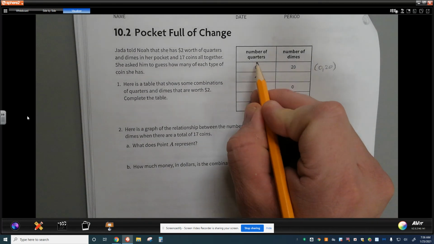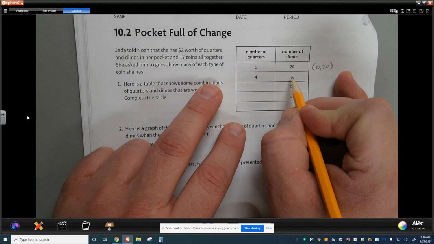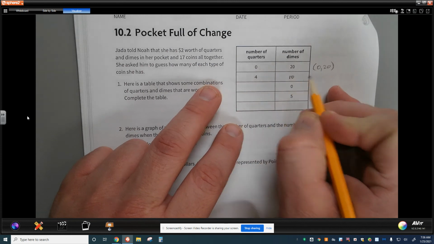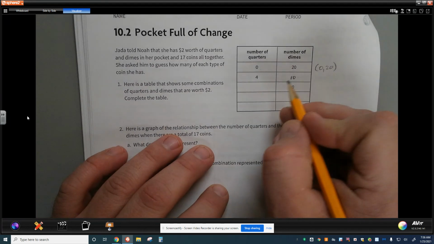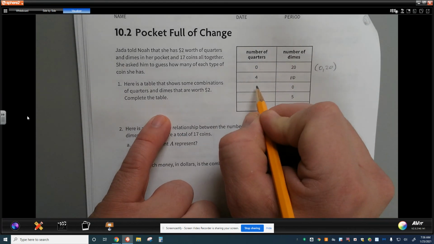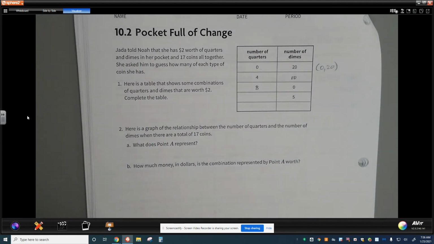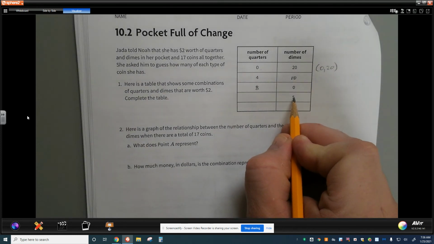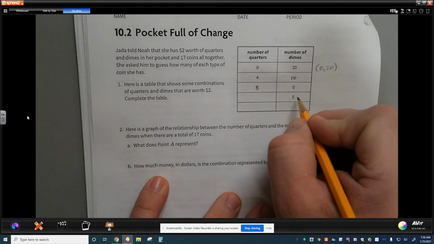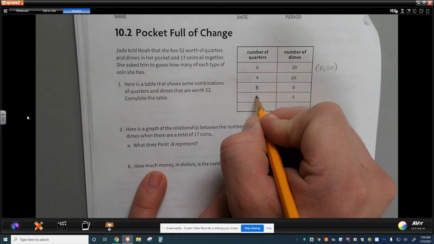So let's say that we have $1 in quarters, then that must mean that we have $1 in dimes, which would give us 10 dimes. That's still not 17 coins, I'm sorry. So let's keep going on. What if we have only quarters? Well, only quarters, then we would have 8 quarters and 0 dimes. Still not enough coins. So what if we have 5 dimes? That's 50 cents. So I need $1.50 in quarters. That would mean that I'd have 6 quarters.